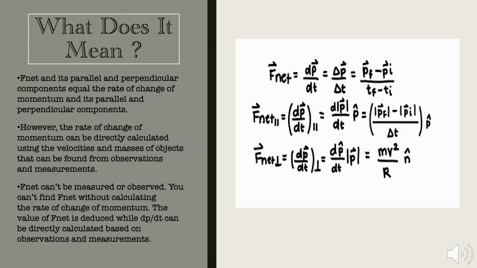Fnet and its parallel and perpendicular components equal the rate of change of momentum and its parallel and perpendicular components. However, momentum can be directly calculated using velocity and mass of objects. Fnet cannot be measured or observed. You can't find Fnet without calculating the rate of change of momentum. This means that the value of Fnet is deduced from dp/dt.